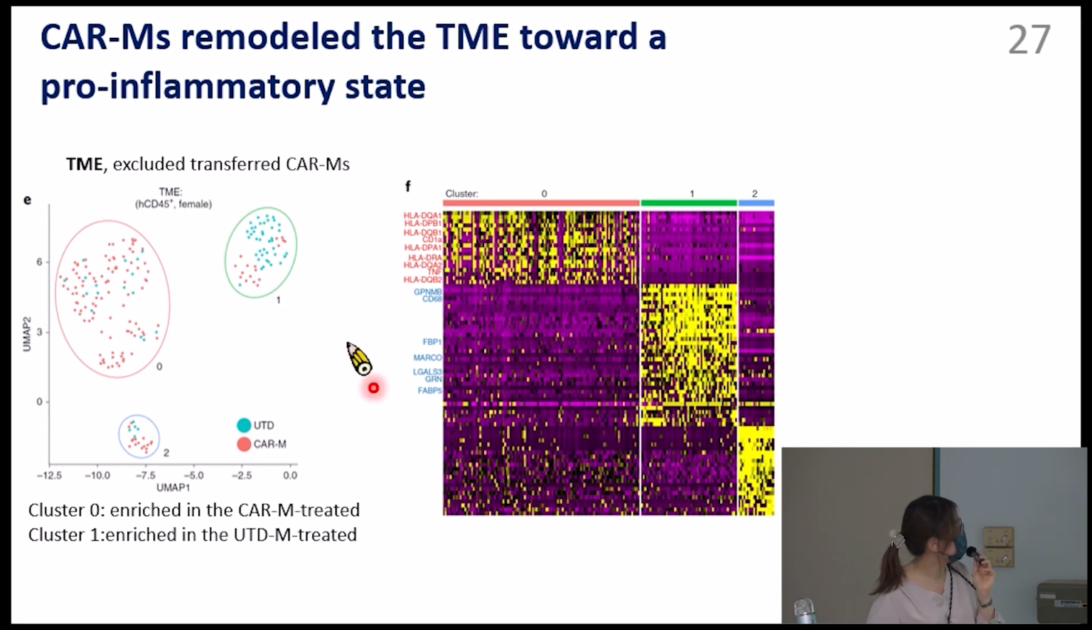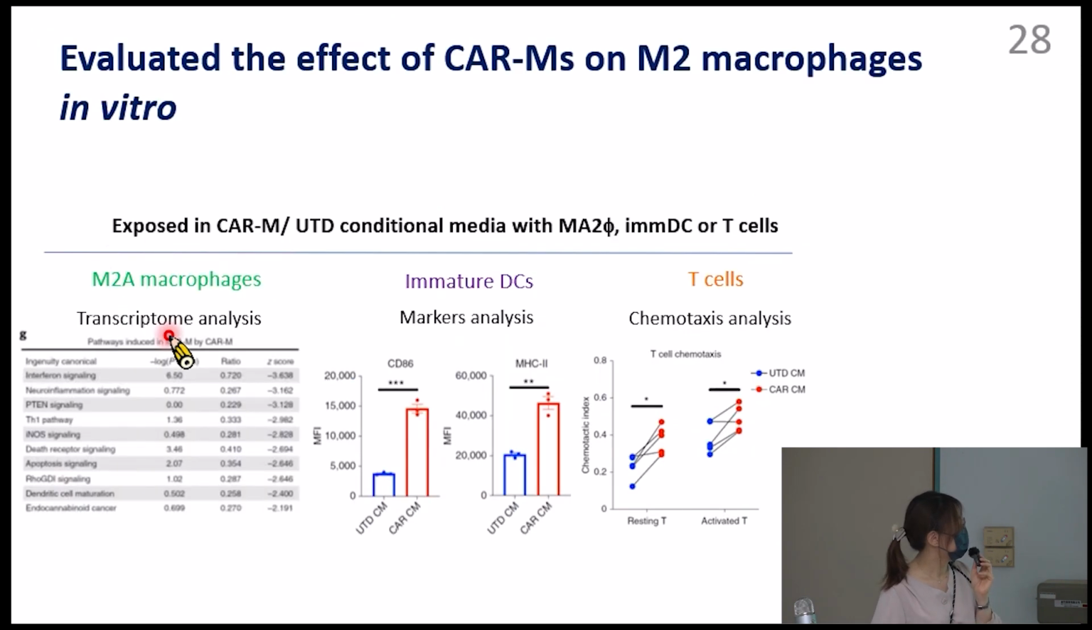And not only are the MHC types different, but they also found a whole list of genes in the tumor microenvironment in cluster 0. They can express some pro-inflammatory cytokine genes. Because they found by single cell RNA sequencing that this CAR macrophage can influence the tumor microenvironment immune system.